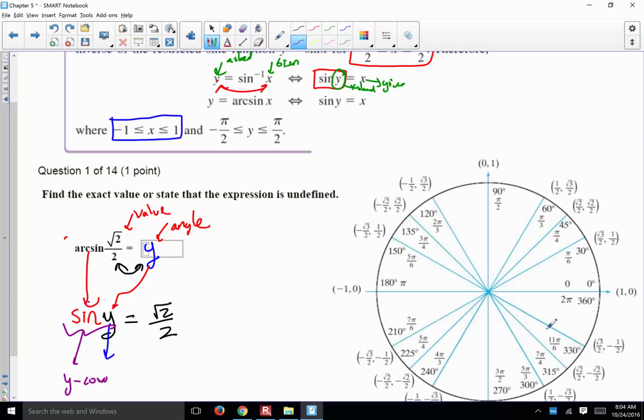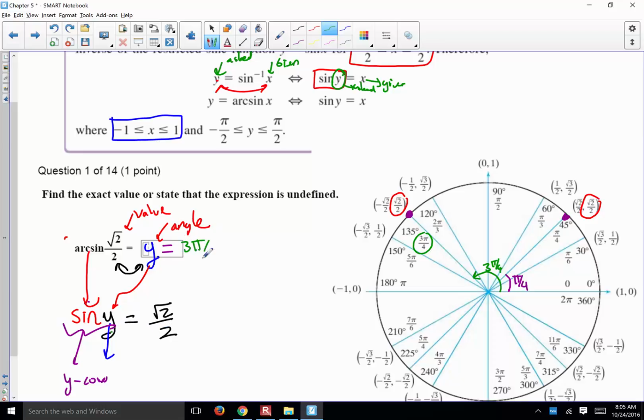So you need to find an angle whose y coordinate is root 2 over 2. I scan the entire wheel and I see a point here and I see a point there whose y coordinates are root 2 over 2. Both root 2 over 2. But which angle is our answer here? Is it 45 or pi over 4? Or is it all the way across? This is 3 pi over 4. When you put both pi over 4 and 3 pi over 4 into sine, both give you root 2 over 2. So which one?